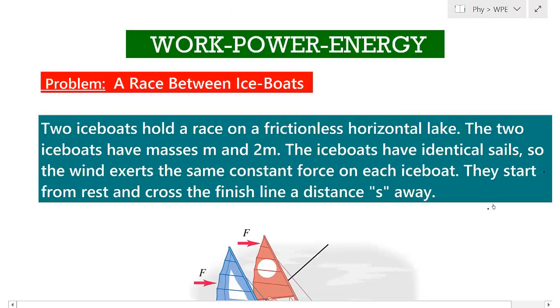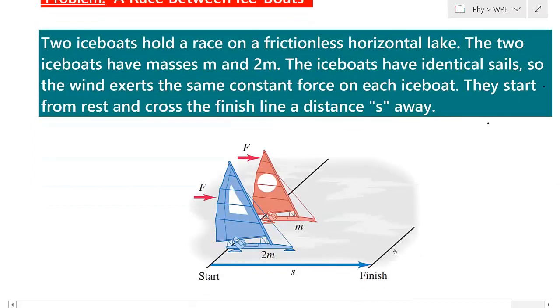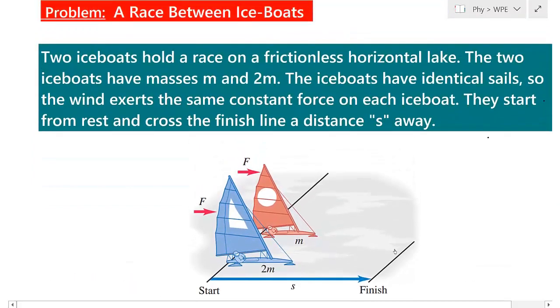Hello friends, in this problem we will see how we can use the work energy theorem to compare the velocity between two ice boats. So this is an example of a race between two ice boats. So here I have two ice boats. This is the first one and this is the second one. Let's call this ice boat 1 and this ice boat 2.